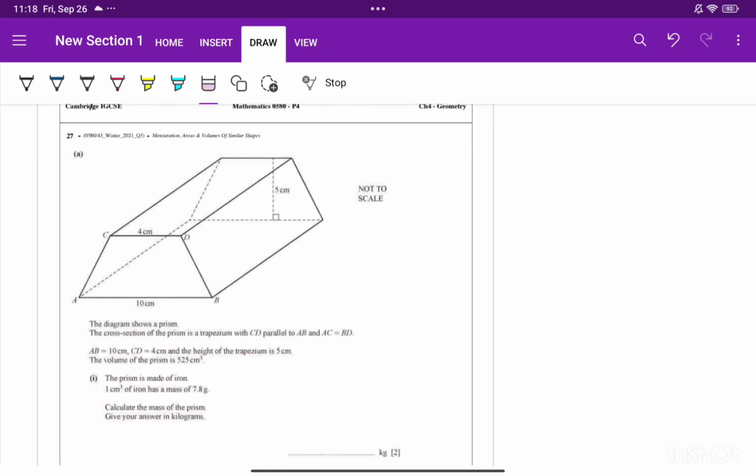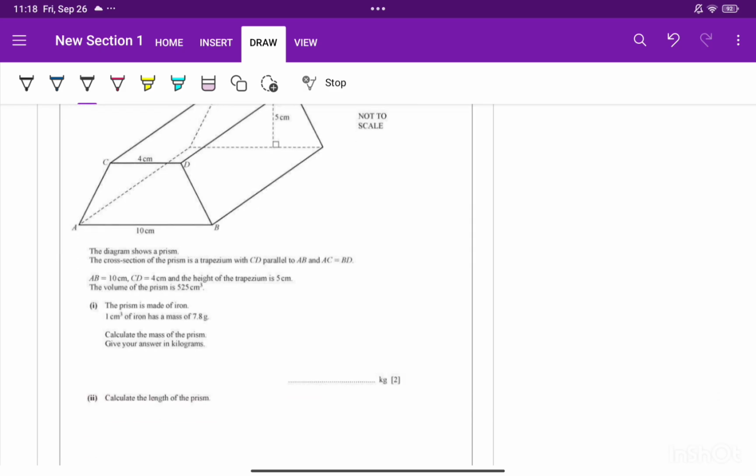Question number 27 has been taken from October November 2021, Question 3. So part A. The diagram shows a prism. The cross section of the prism is a trapezium, where CD is parallel to AB and AC is equal to BD. So these two lines are equal.